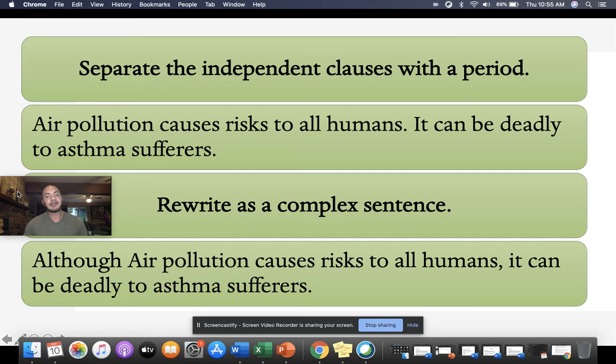We can also rewrite the run-on sentence as a complex sentence. So instead of joining it in the middle, we can decide to perhaps join it in the beginning. So this time we have, although air pollution causes risks to all humans, comma, it can be deadly to asthma sufferers. Remember that in this case, the comma exists between these two clauses because now this first clause is no longer an independent clause, it's a dependent clause. And when we write complex sentences which have subordinating conjunctions in the beginning, we must put a comma in between the dependent clause and the independent clause. And if you're a little fuzzy on that, go back and watch the video on complex sentences.